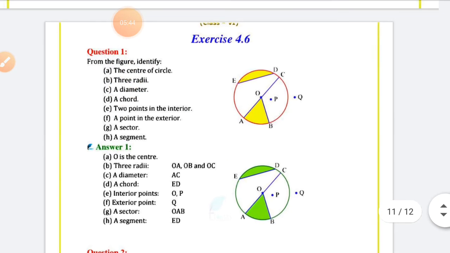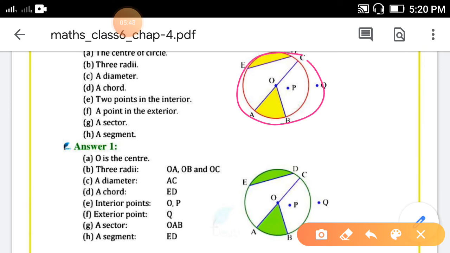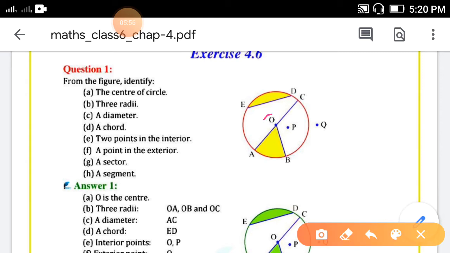Then 4.6, first question. Here is a circle. This O is the center of the circle, that you know. Radius: the center point and any one point on the circle, that you join, then you will get the radius. So this is the radius, OA, OB and OC, three radii. Then diameter: the line segment that joins two points on the circle and must pass through the center point. So this AC is the diameter.